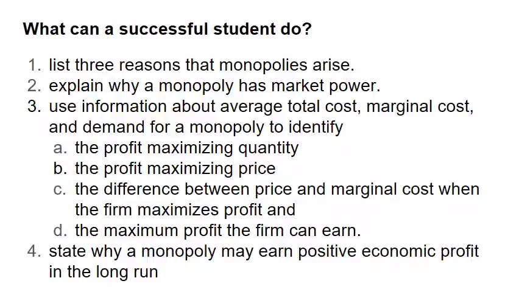The successful student will be able to list three reasons that monopolies arise, explain why monopoly has market power, and use information about average total cost, marginal cost, and demand to identify the profit maximizing quantity, the profit maximizing price, the difference between price and marginal cost when the firm maximizes profit, and the maximum profit the firm can earn. And finally, you should be able to state why a monopoly may earn positive economic profit in the long run.